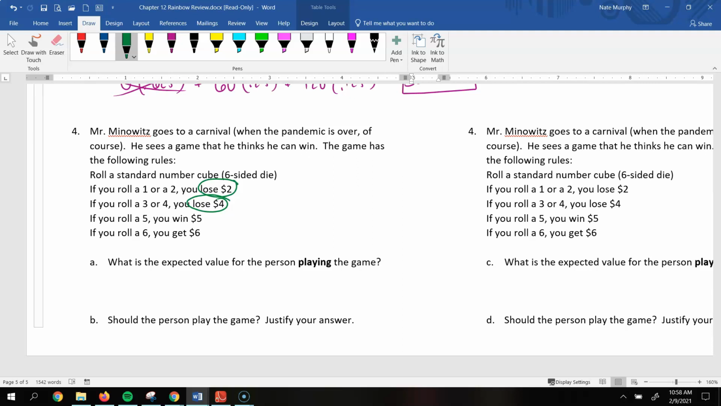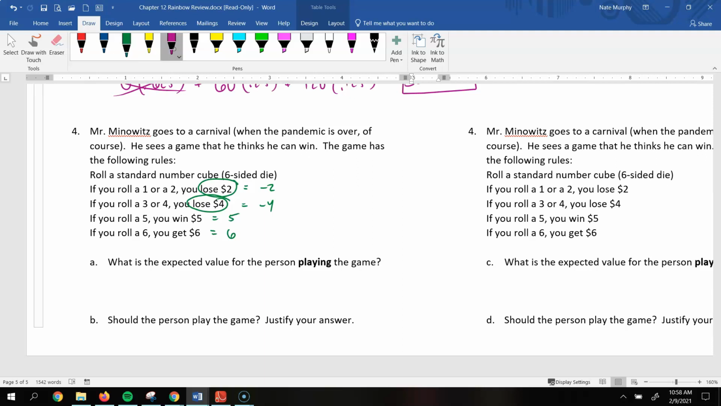Now, the fact that you lose $2 and lose $4, that's significant. Because when we use these as numbers, we're going to use losing money as a negative number and winning as positive numbers. So -2 and -4 would represent losing $2 and $4. A +5 and a +6 would represent winning $5 or $6. It says, what is the expected value of the person playing the game? Okay, so it's the person playing the game. What's their expected value? Not the person running the game, how much they're going to earn.